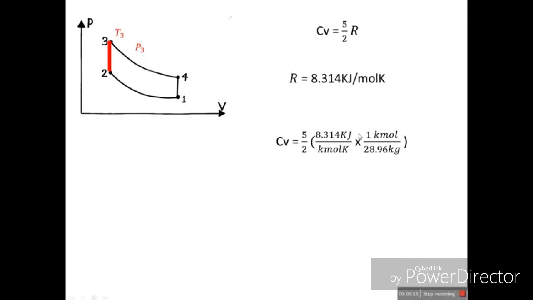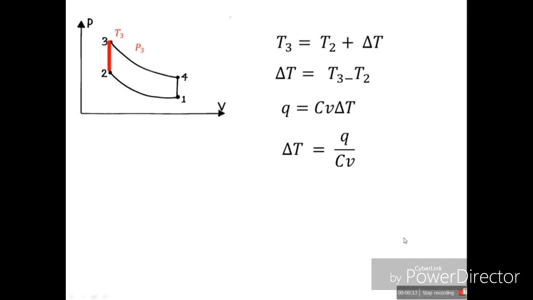Since our CV is in terms of mole, we're going to convert it in terms of kilogram by multiplying it by 1 mole over 28.96 kg of air. Now CV is equal to 0.7177 kJ per kilogram Kelvin. Let's substitute their corresponding values and then compute for T3.